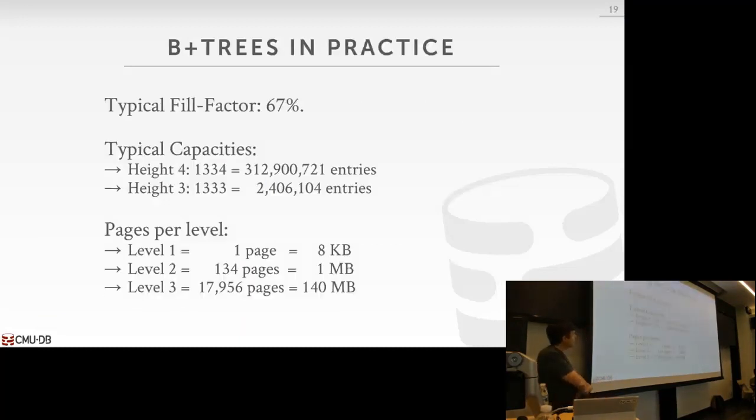All right, so in practice, the research shows that the typical fill factor for a real tree on real data is about 67 to 69%, meaning that up to 67% of the data stored in your nodes is actually useful data. So for typical capacities with 8 kilobyte pages, at four levels you can basically store 300 million key-value pairs. So you can index and get in log n time to any one of 300 million keys fairly quickly. And most of the data is going to be stored on the leaf pages, as you would expect, because as you add more keys, you start to fan out, and most of the data is going to be stored in those leaf nodes.